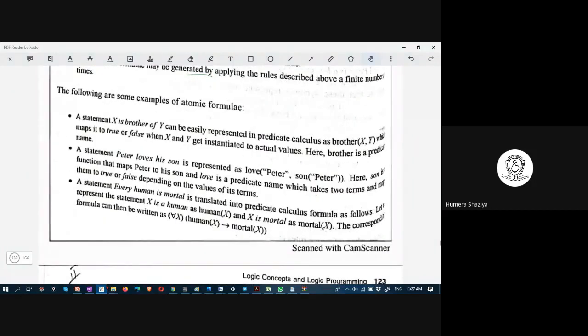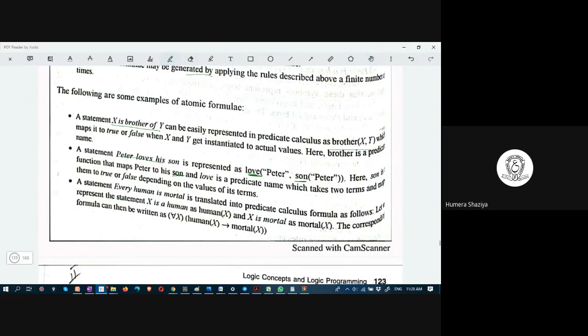And there are these atomic formulas. Example, x is the brother of y. This can be denoted as brother of x comma y. Peter loves his son. This can be represented as son of Peter. Here, love is a predicate, and son is a function that maps Peter to his son.